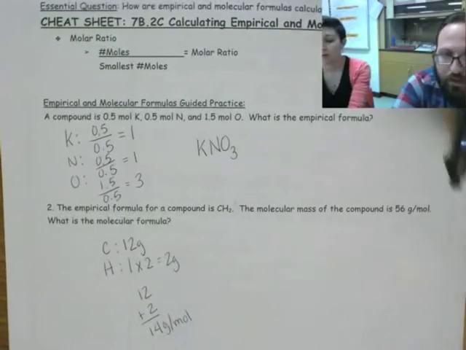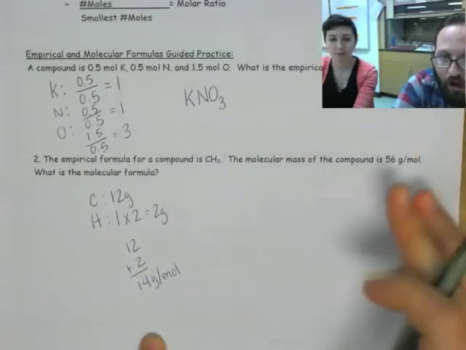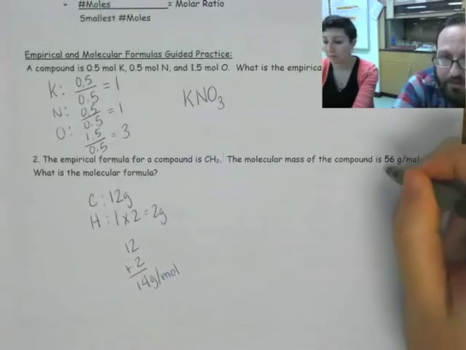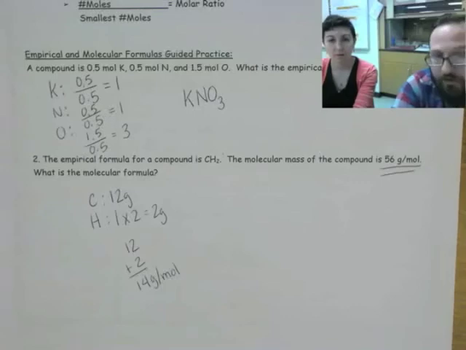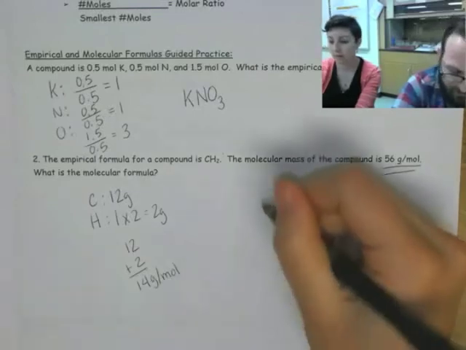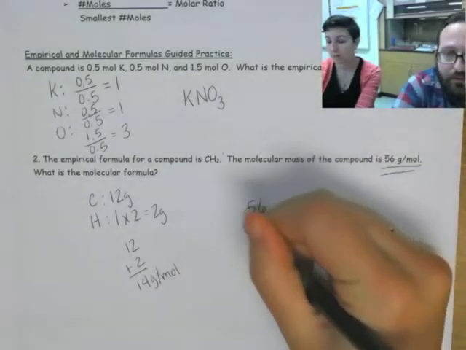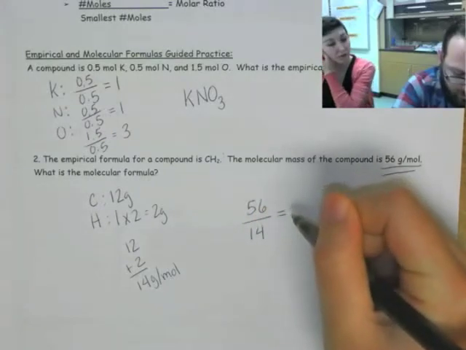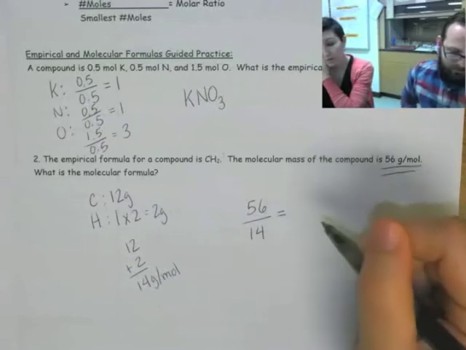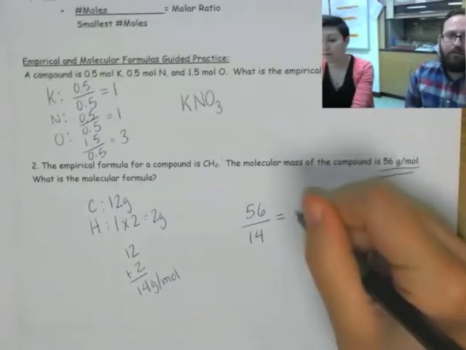But we know our compound has a mass of 56 grams per mole. So we're going to take the 56 and divide it by 14 now. 56 over 14, and you put it into a calculator, you get 4.